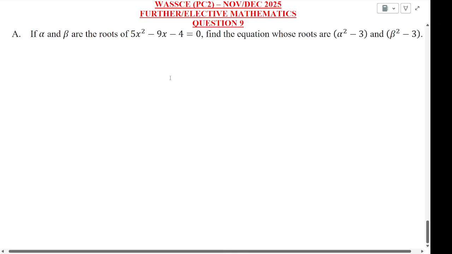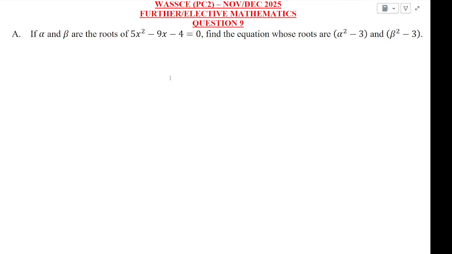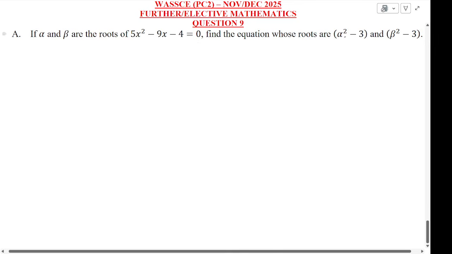All right, welcome to GBank's Mathematics, and today we are looking at the WASSCE PC2, which is the second series in DEC 2025 elective maths that was written, question number 9A. All right, so let's see. They're saying if alpha and beta are the roots of 5x squared minus 9x minus 4 equals 0, find the equation whose roots are alpha squared minus 3 and beta squared minus 3.